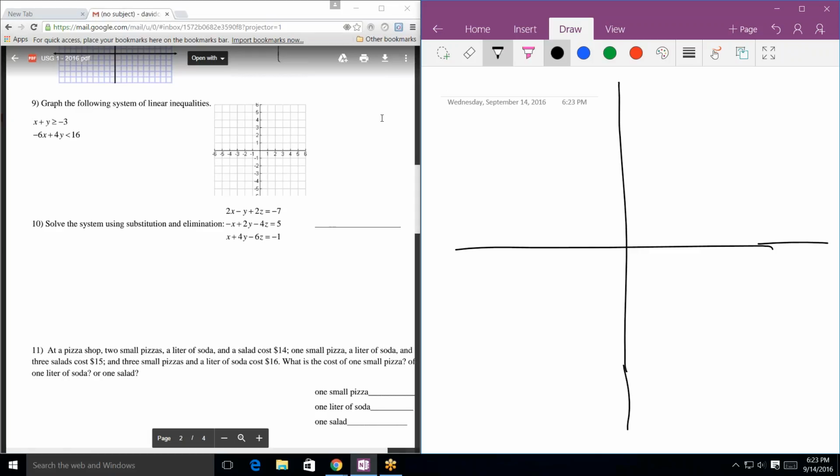First of all, graph them as if they were equations to start with. Even though they're not equations, I'm going to make that an equation because I know how to graph that line. How do I graph that line? Put it in the y equals mx plus b form. Correct. Put it into y equals mx plus b format, which means I'm going to move the x over, making it minus.